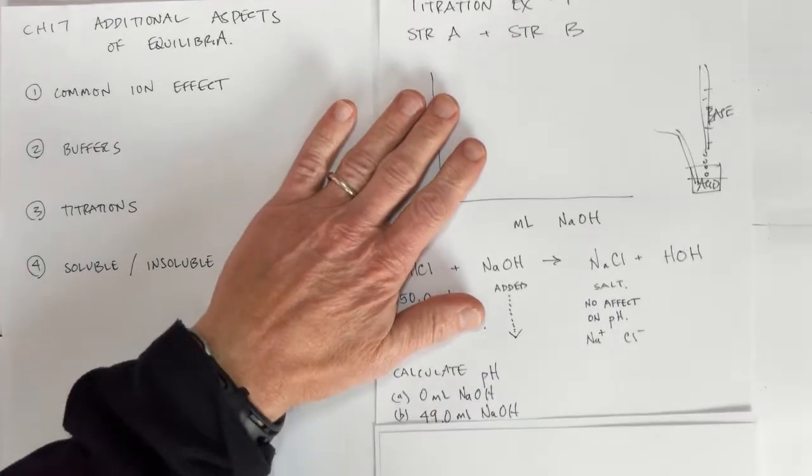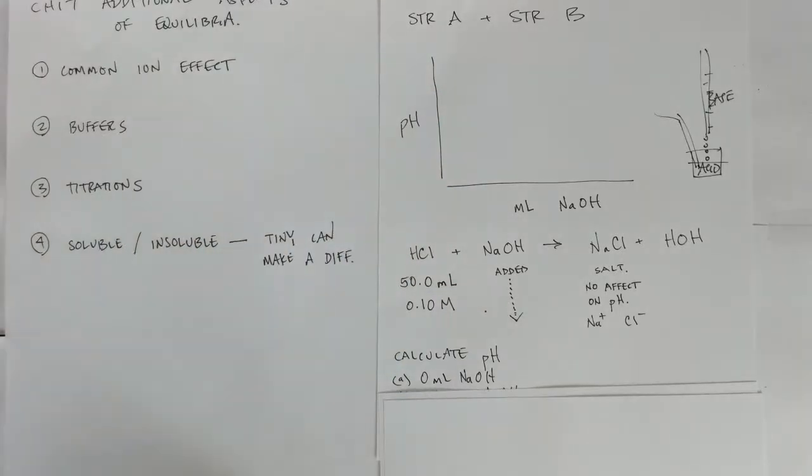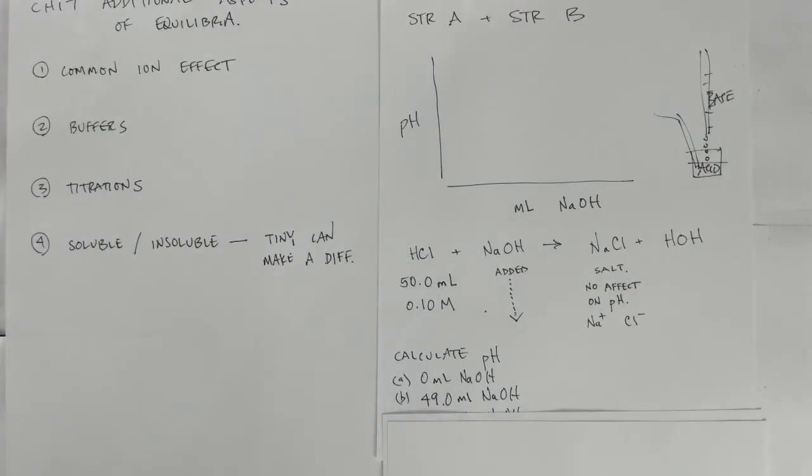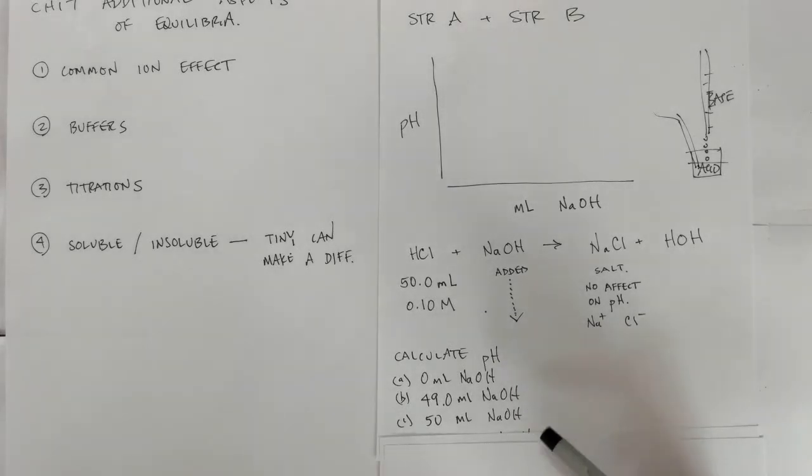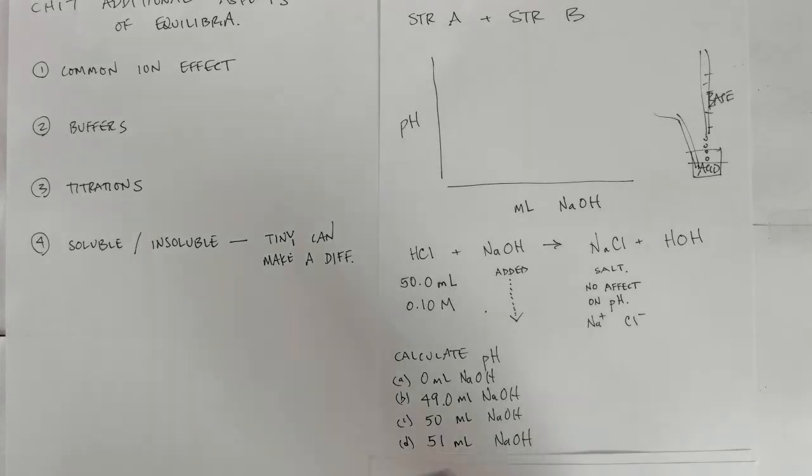First of all, we're going to calculate the pH before we add any NaOH, so at the beginning. After we've added 49 milliliters of NaOH, once we've added 50 milliliters of NaOH, and then lastly, after we've added 51 milliliters of NaOH, after we've gone just a little bit past the equivalence point.